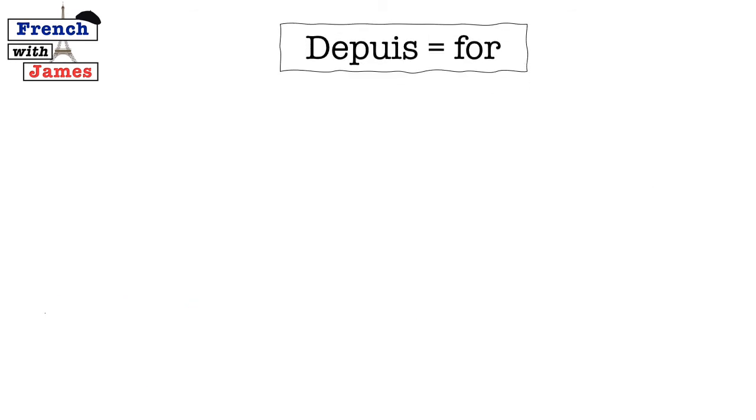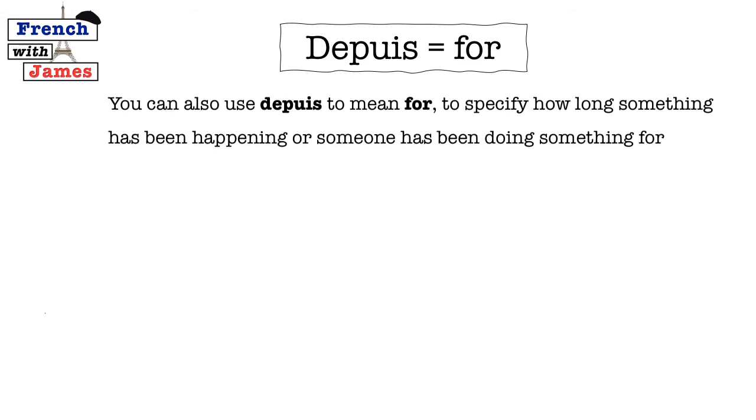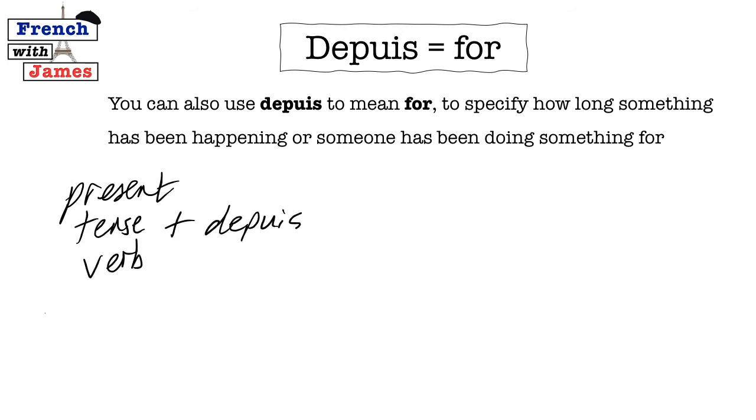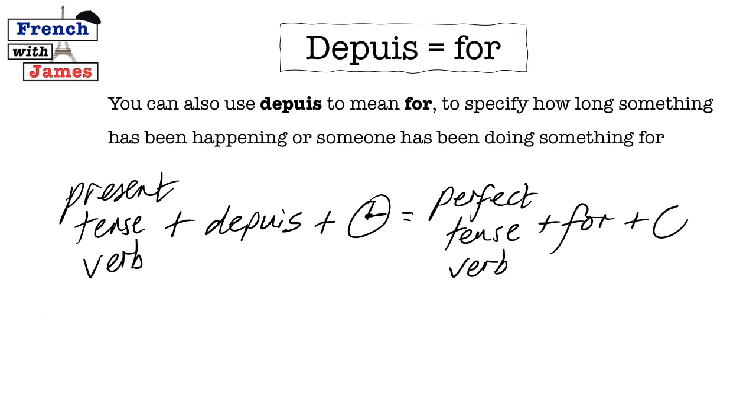Now, depuis, like il y a, can have two meanings, so it can also mean for, and we can use it in this way to specify how long something has been happening for, or how long someone has been doing something for. And to do that, we use exactly the same structure, but instead of using a date, we just change that date for a time frame. So present tense verb plus depuis plus a time frame, and that then becomes a perfect tense verb plus for, and then plus a time frame.